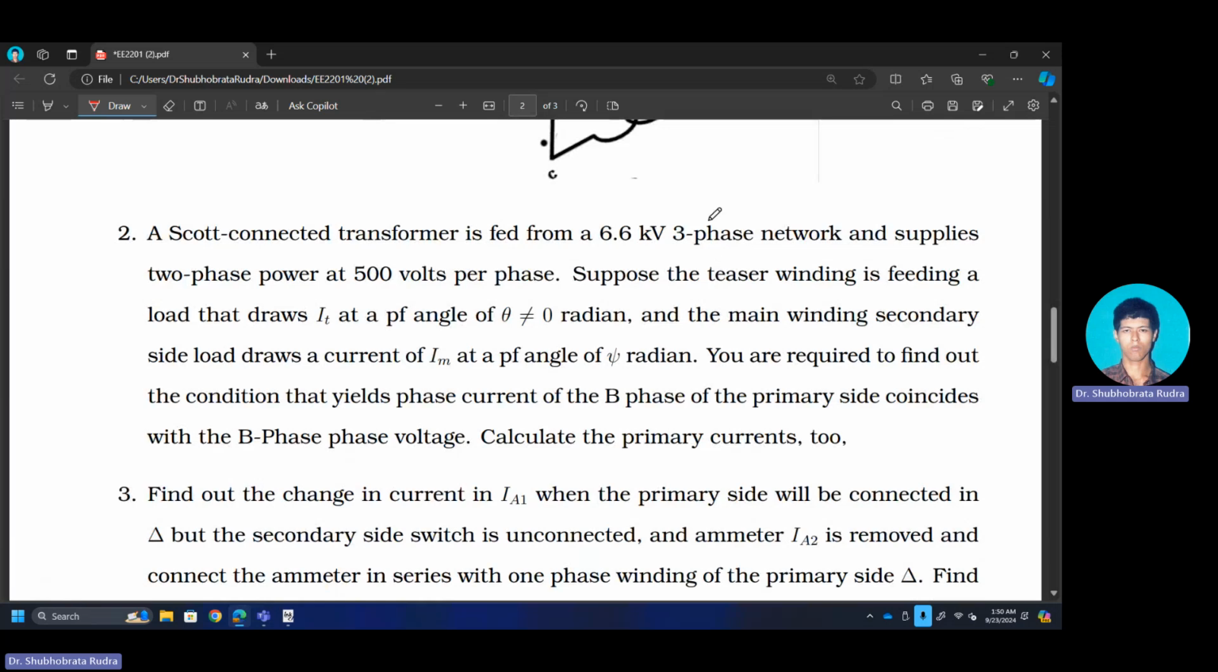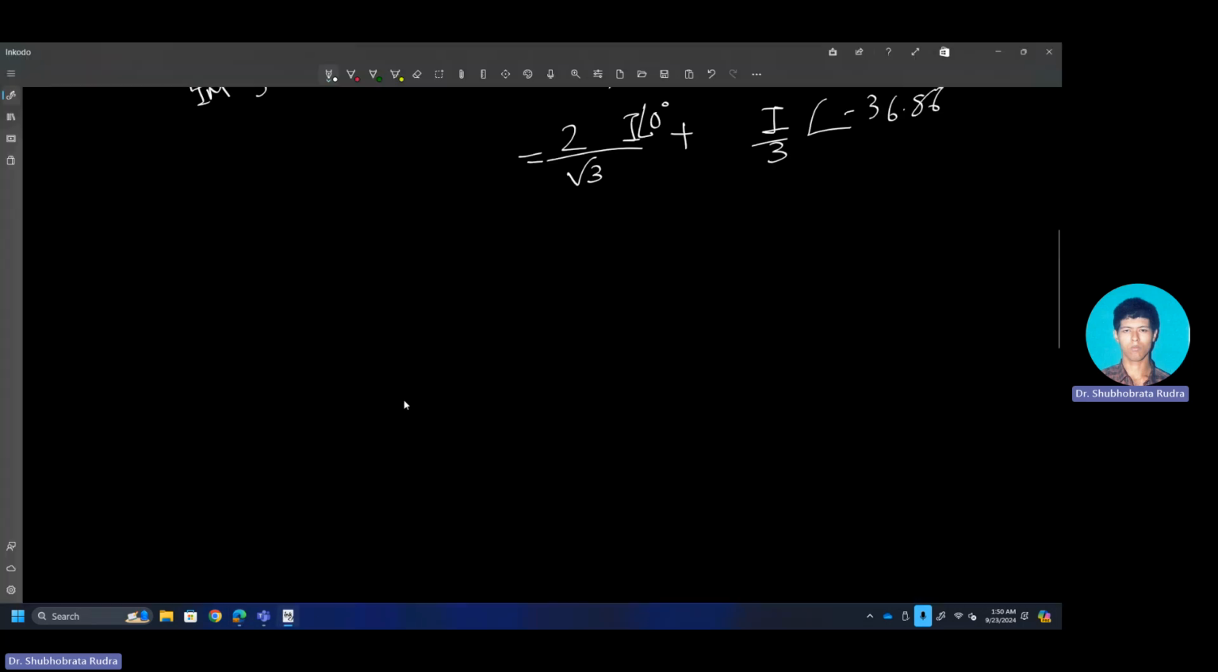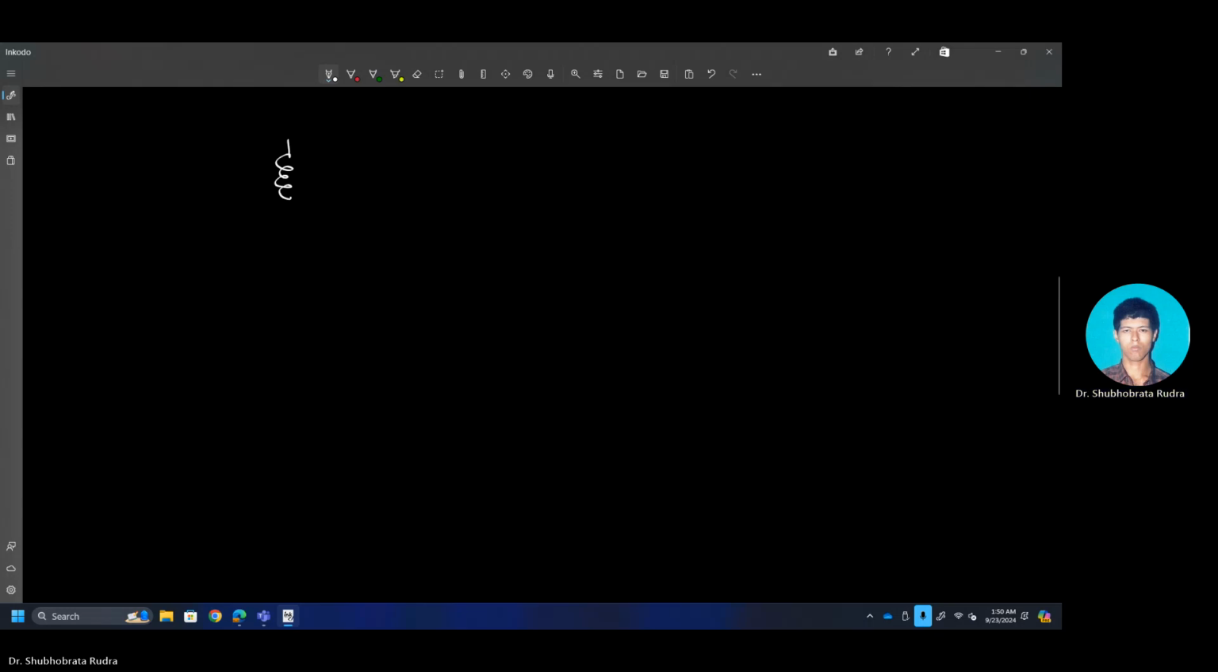Therefore, please note that this information is of no use in this problem. These are redundant information. What is needed? You have to find it out for a general Scott-connected transformer. So let us quickly draw the circuit diagram. These two windings should have an equal number of turns.